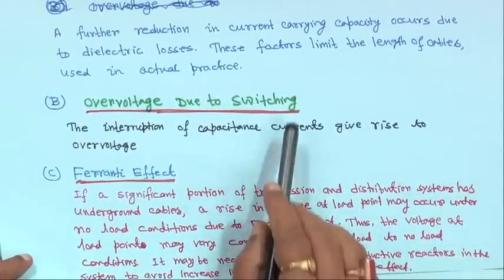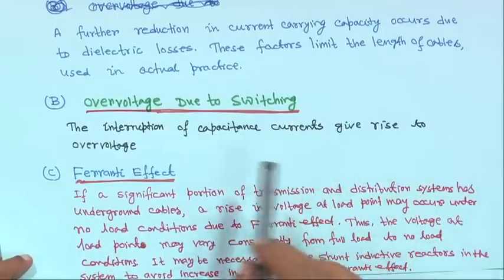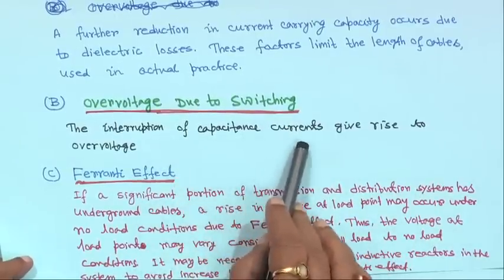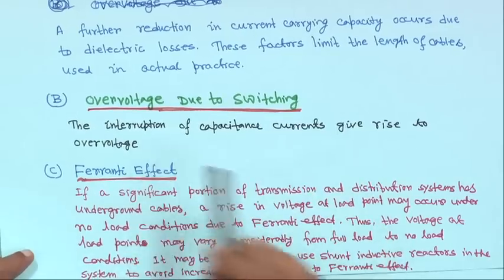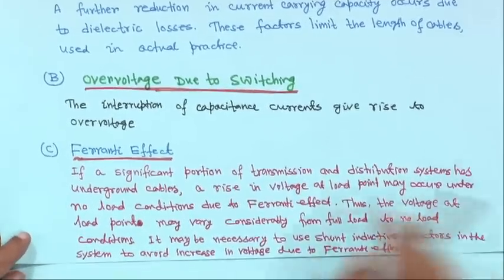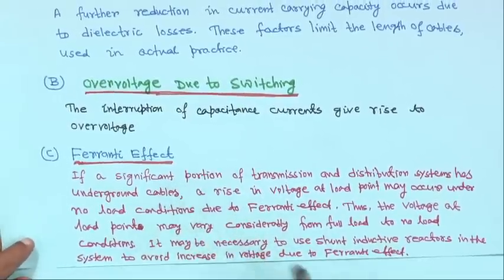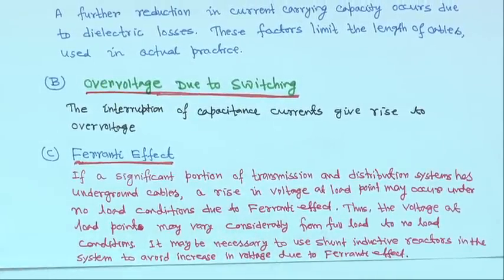Next is overvoltage due to switching. The interruption of capacitance currents gives rise to overvoltage. Now, the Ferranti effect, you know. In a transmission line, you have seen that under no load condition the receiving end voltage is higher than the sending end voltage. The same is applicable for the cable also, right. Thus the voltage at the load point may vary considerably from full load to no load.